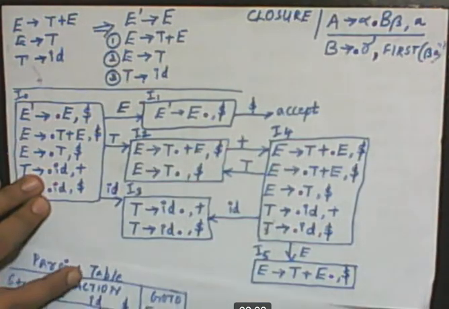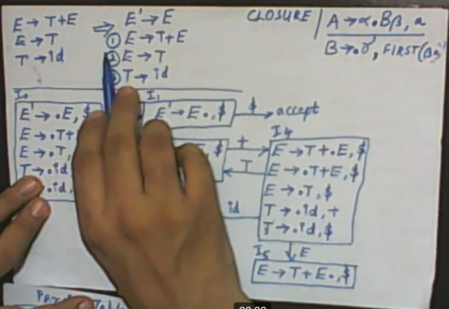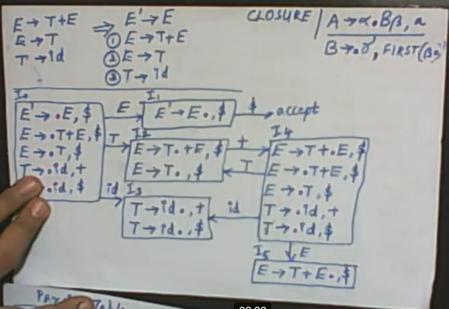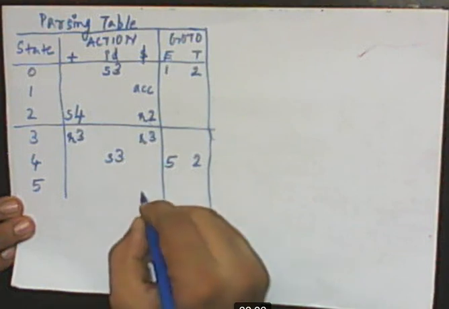And what happens to I5? In I5 you have E gives T plus E, and you have dollar here. So T plus E stands for the first production, that is R1. So across dollar for I5 you will put R1.